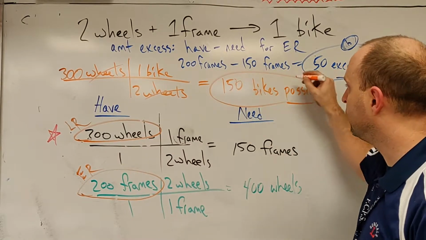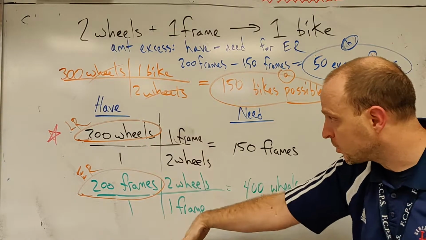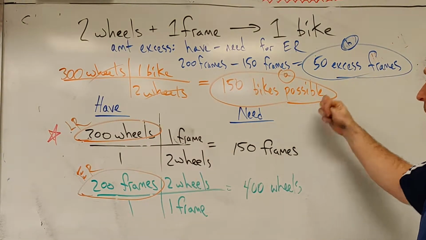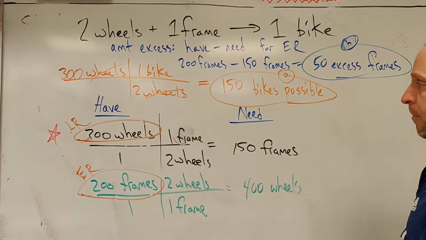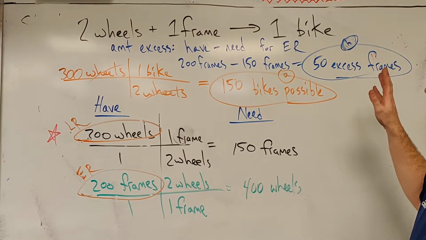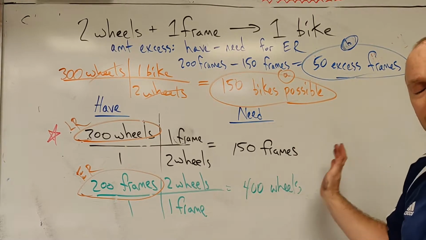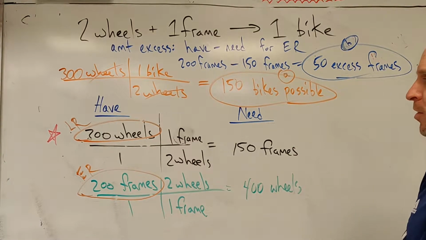And that was our answer to part A. Our theoretical yield, based on the parts we have, we can make 150 bikes, and we have 50 frames left over, all right? And then you could wave that around and say, 50 frames, I need another 100 wheels, and I can make another 50 bikes, or whatever. And you could calculate a percent yield if you were given an actual yield.